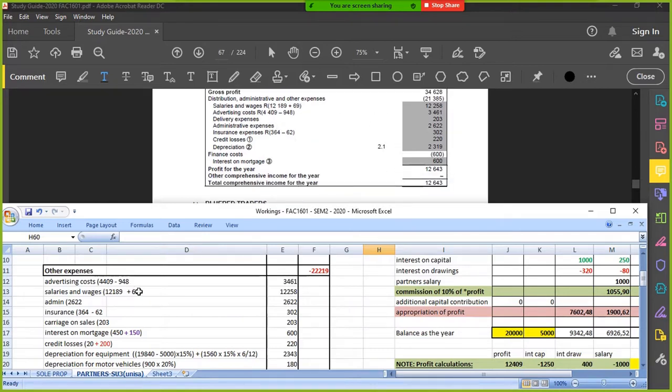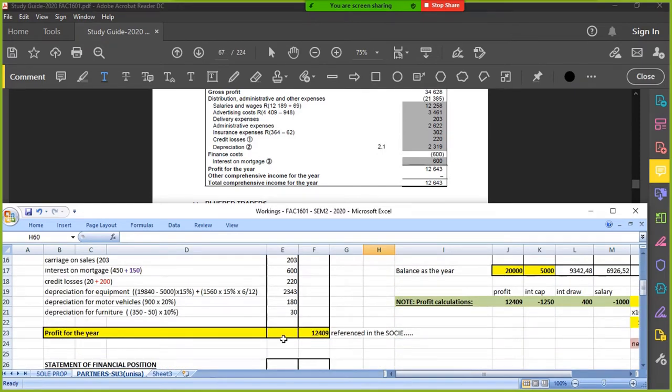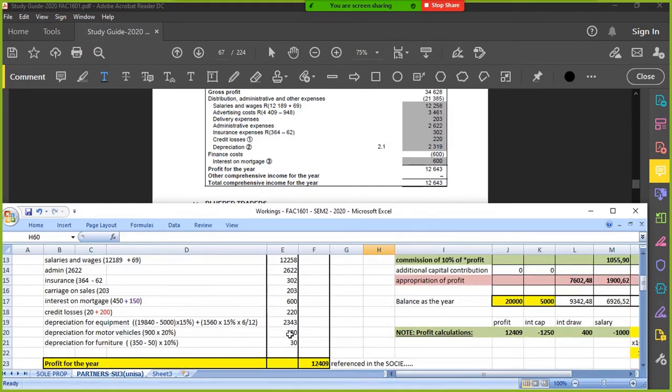Salaries and wages, same amount? Yes. Advertising? Yes. Delivery expenses? Yes. Admin? Yes. Insurance? Yes. Credit losses? 220. Where's my credit losses? Yes. Depreciation. Where's my depreciation? Here at the bottom. Okay, they added them all up, hey?